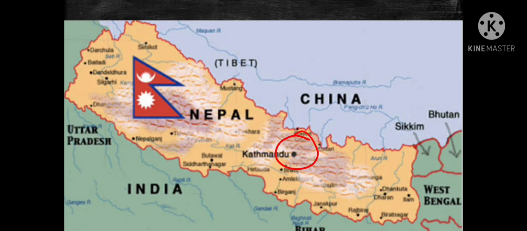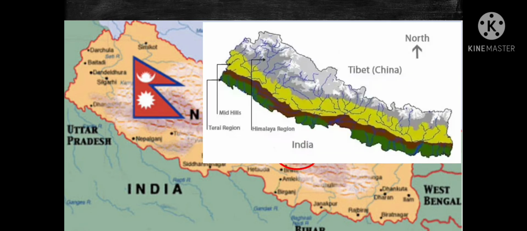That is, you can see India on the south, and also in the east you can see Sikkim over here, which has a border with Nepal, even including West Bengal. And on the west side you can see Uttarakhand, and on the north side you can see China, or the Tibetan part of China.